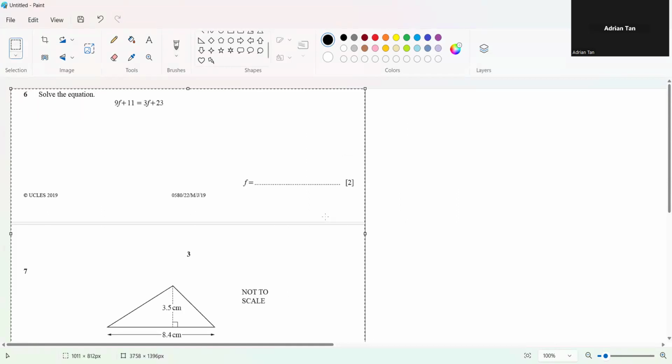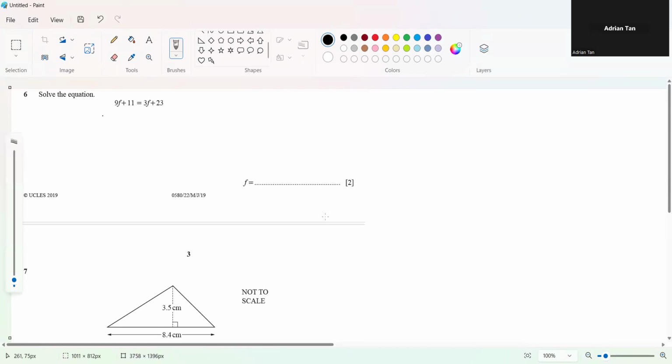So for number 6 would be 9f plus 11 equals 3f plus 23. From here, it's a simple linear solve. So we are going to move all the unknowns to the left side, minus 3f on both sides. So we have 6f plus 11 equals 23. And then we minus 11 on both sides. So minus 11 here, minus 11 here.